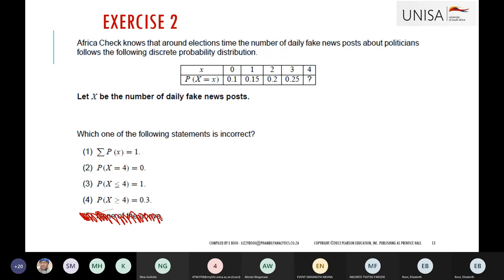It's true. The question I'm asking is: is that statement correct or incorrect? It's correct, because this is just a basic concept that we need to know. The sum of all probabilities will always be equal to 1. Find the probability that x is equal to 4.